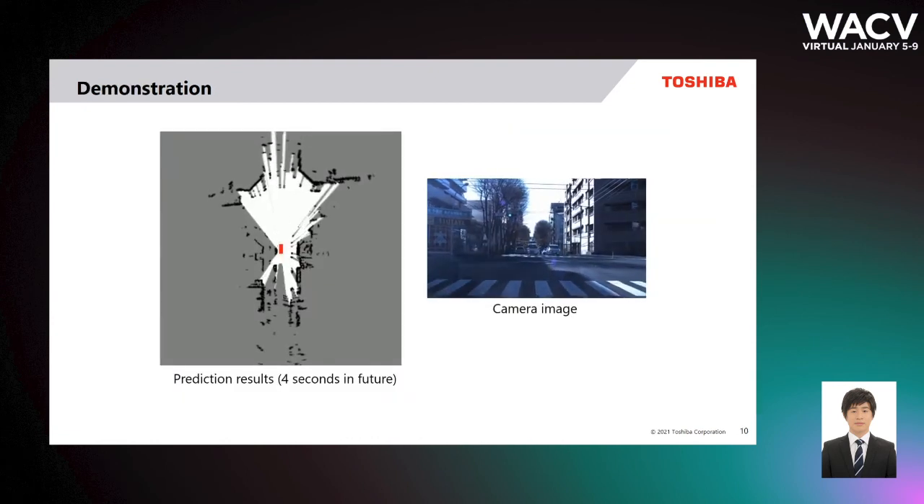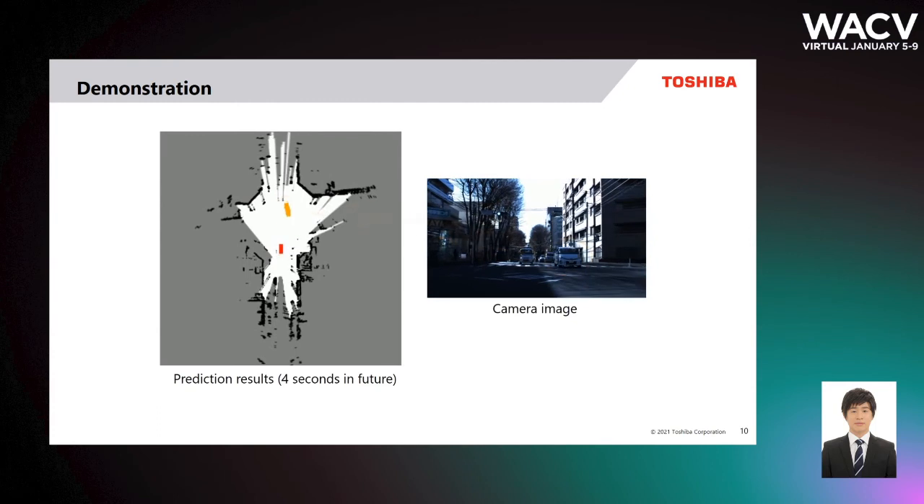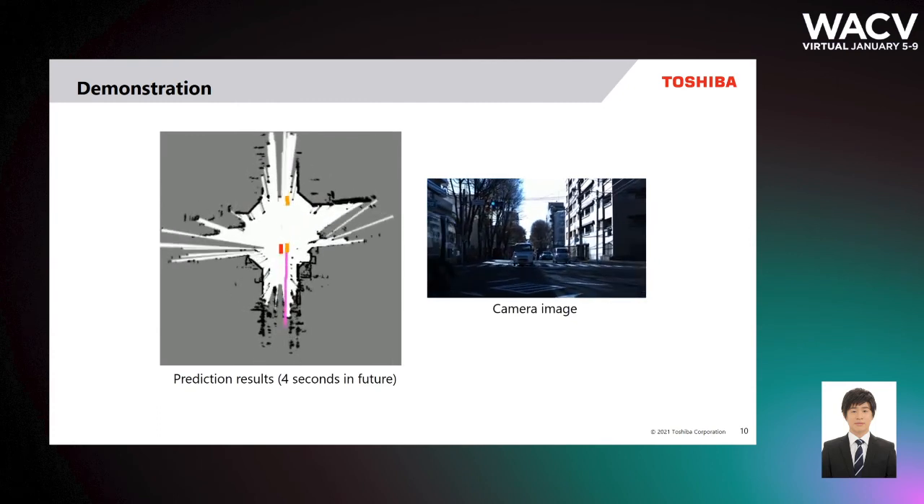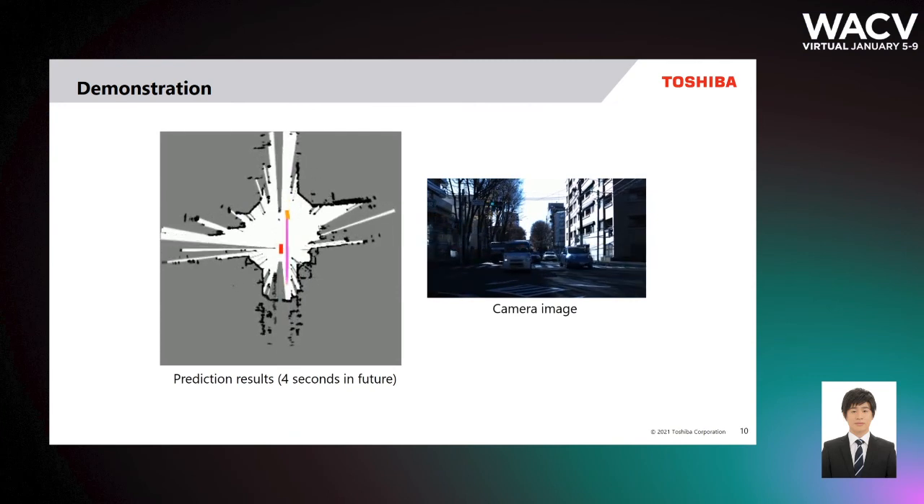Please see the demonstration of our work. Prediction targets are oncoming vehicles. Red and orange rectangles depict the ego and other vehicles. Predicted trajectories are plotted in pink lines. We can see that each predicted trajectory follows road rules.